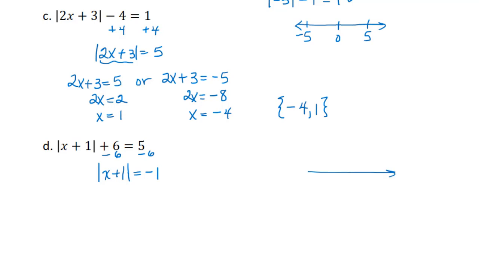So I'm thinking, well, what numbers have a distance from 0 of negative 1? But there's no number that has a negative distance, and so this is no solution or the empty set.